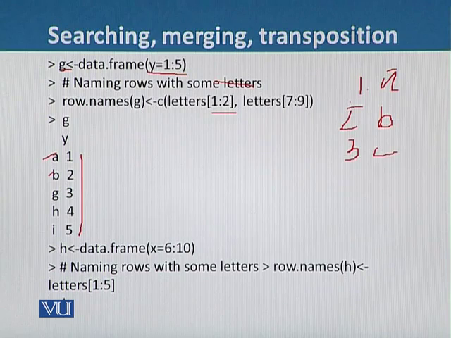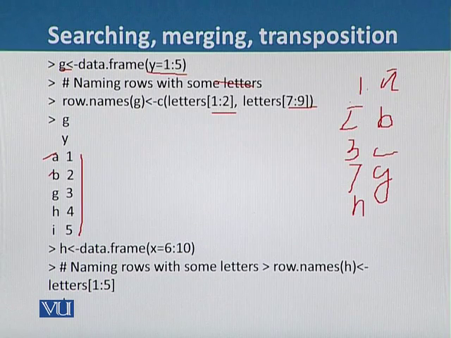Then we have specified that after B, the letters for 7 to 9 will come. So in this case, we can see the letter G comes at the 7th position, then H comes at the 8th position, and then I comes at the 9th position. So that's why we have written G, H and I. So these are 7 to 9.